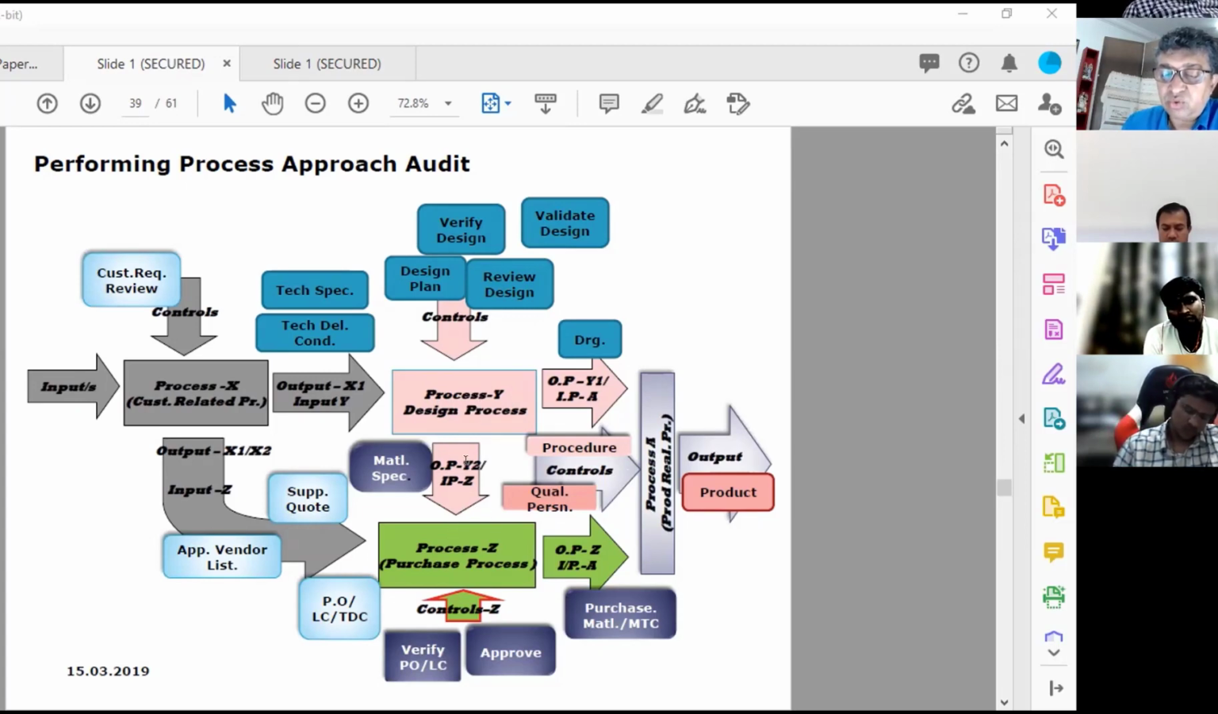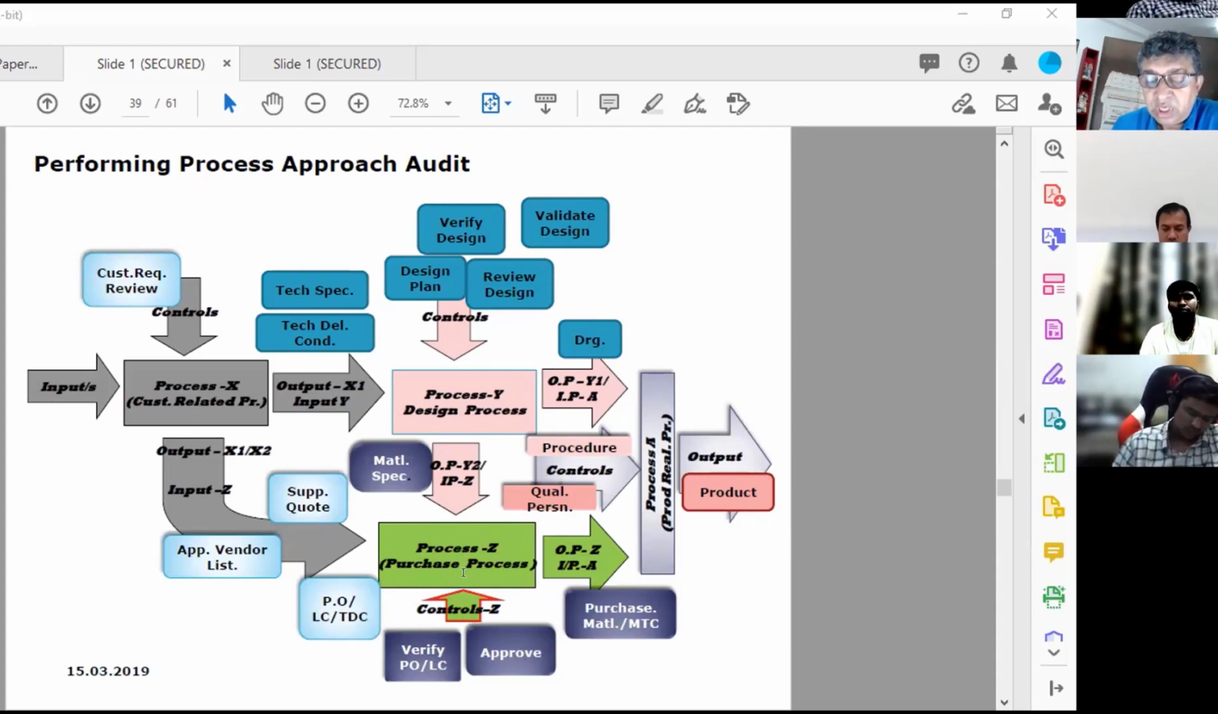So for the design process, one of the outputs could be material specification that is required for purchase. Now purchase also needs what the contract requires. So from the customer related process, some output will become input for the purchase process. In addition to that, you may have other requirements. For example, supplier quotations you might need, purchase order, letter of credit, technical delivery condition, etc., would become requirement input for the purchase process. You get input from the previous process.